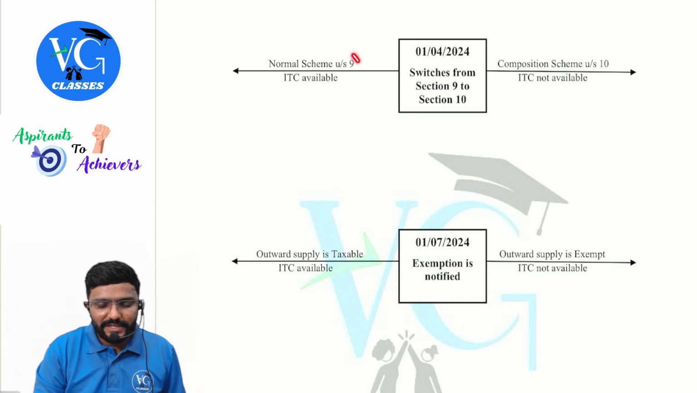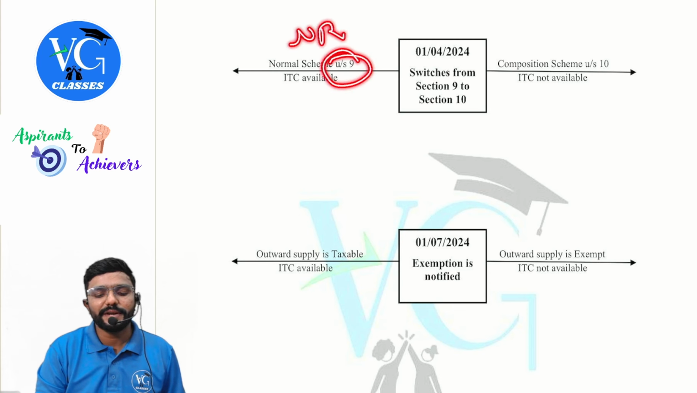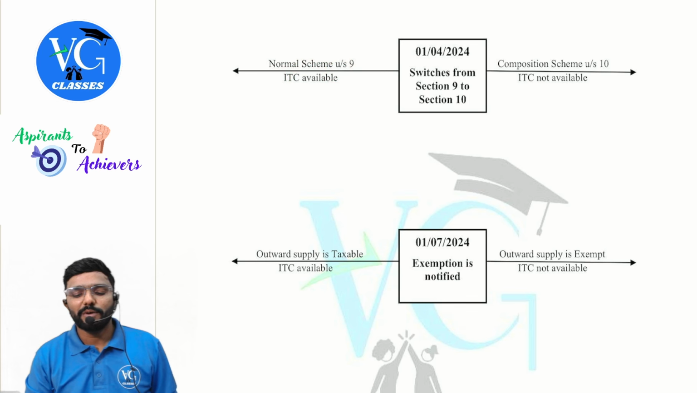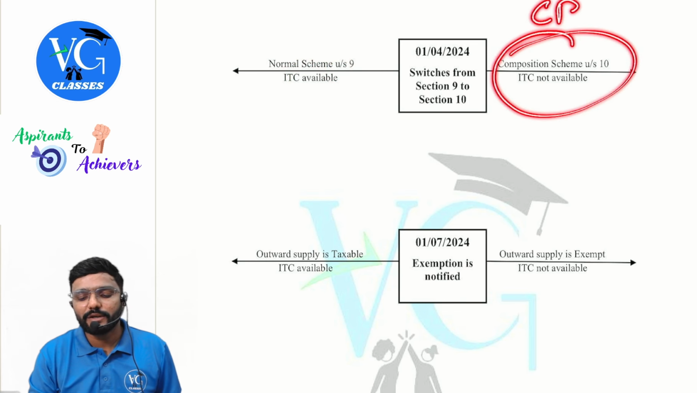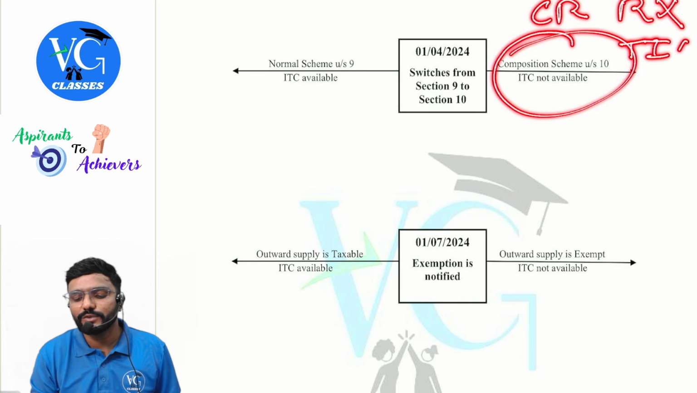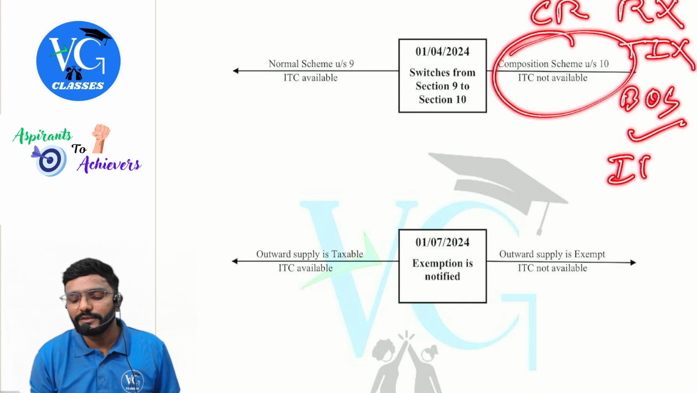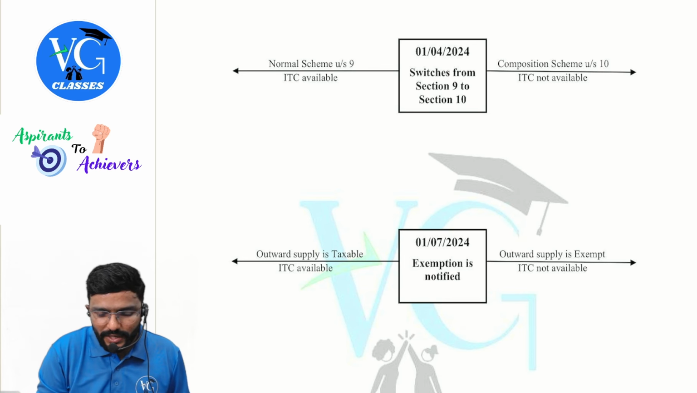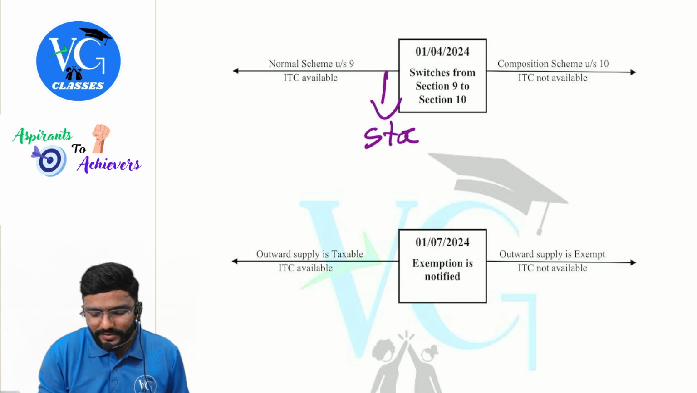Guys, listen. When I was under section 9, I was paying tax at normal rate. Can I collect tax from my recipients? Yes. Sir, can I issue tax invoice? Yes. Sir, can I claim ITC? Yes. Now I am going to 10. I have to pay tax at composition rate. Can I collect it from my recipients? No. Can I issue tax invoice? No. Can I issue bill of supply? Yes. Sir, can I claim ITC? No. Correct. Yes. Now 18.4 is telling, because if you have any stock here, no?